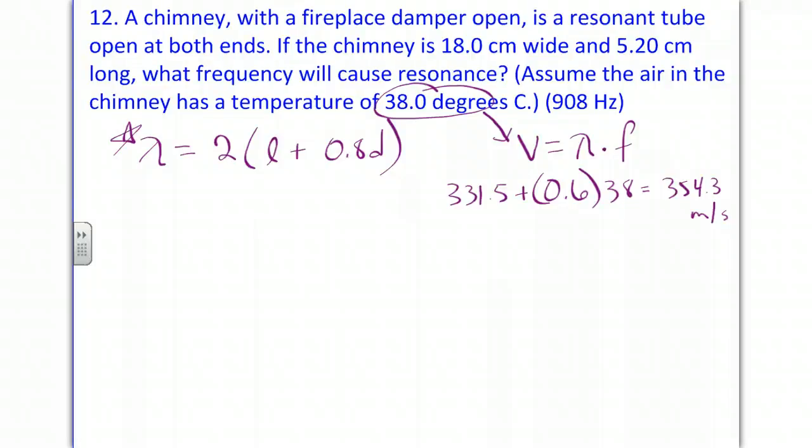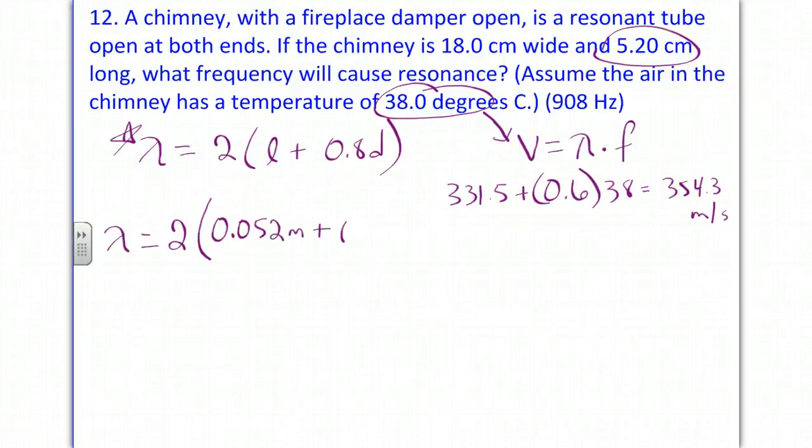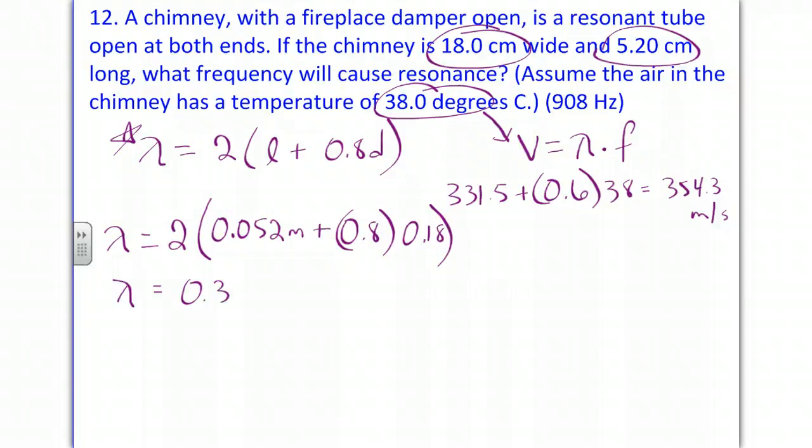And so we'll determine wavelength is equal to 2 times the length of the chimney, which is 5.2 centimeters, which in meters is 0.052 meters, plus 0.8 times the diameter, which is 18 centimeters, or 0.18. So the wavelength, when we type this into our calculator, is 0.392 meters.